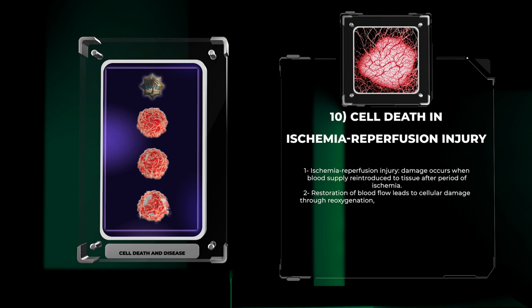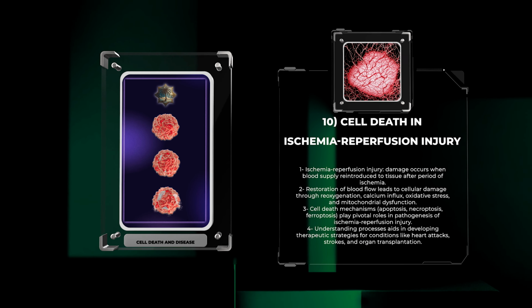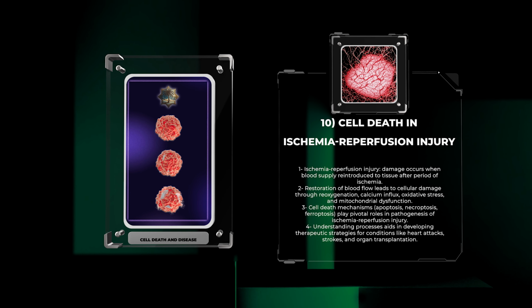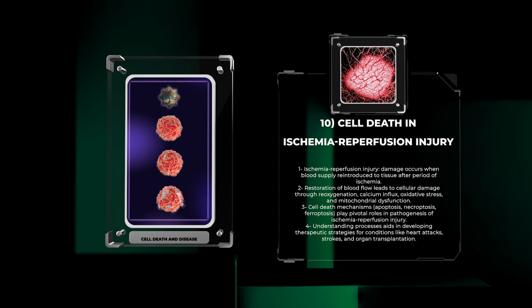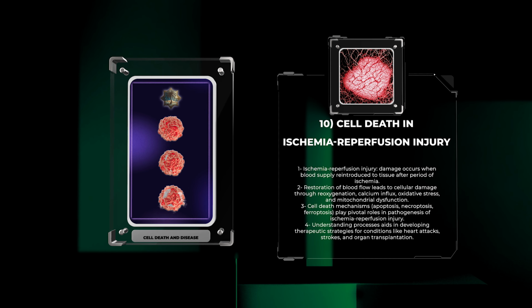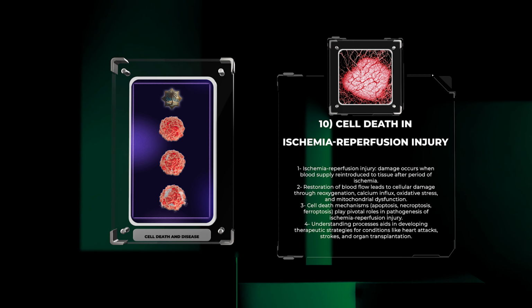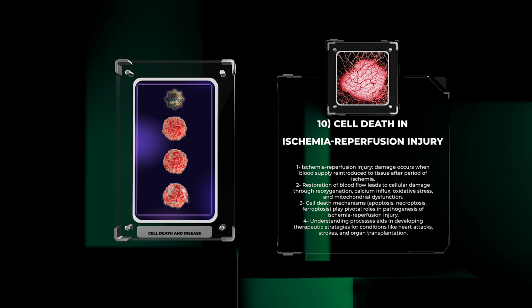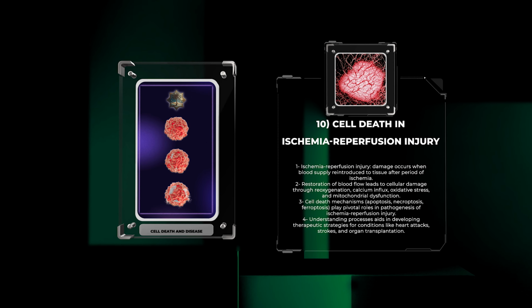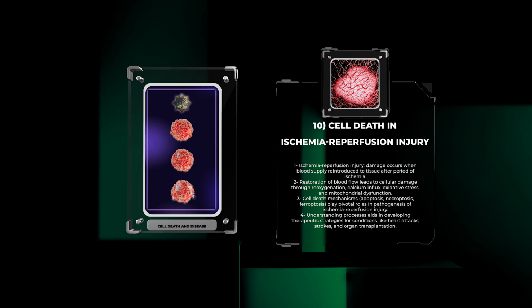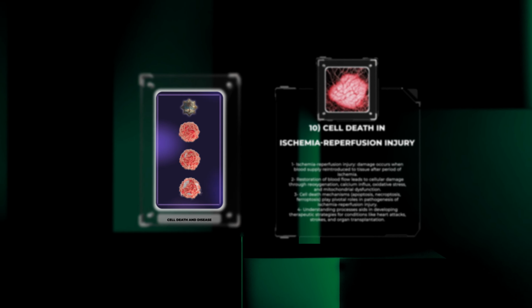Ischemia-reperfusion injury refers to the damage that occurs when blood supply is reintroduced to tissue after a period of ischemia, lack of blood flow. The restoration of blood flow, while necessary, can paradoxically lead to cellular damage through reoxygenation, excessive calcium influx, oxidative stress, and mitochondrial dysfunction. Cell death mechanisms, including apoptosis, necroptosis, and ferroptosis, play pivotal roles in the pathogenesis of ischemia-reperfusion injury. Understanding these processes provides valuable insights into developing therapeutic strategies aiming to mitigate tissue damage in conditions such as heart attacks, strokes, and organ transplantation.